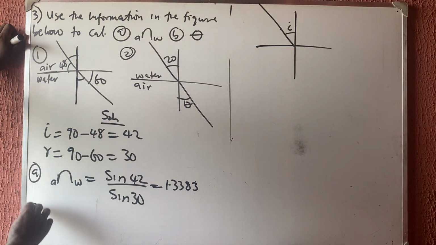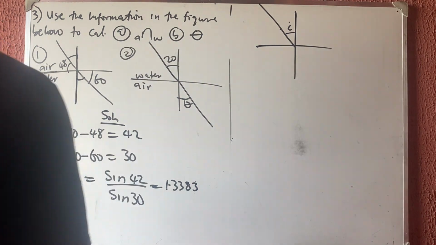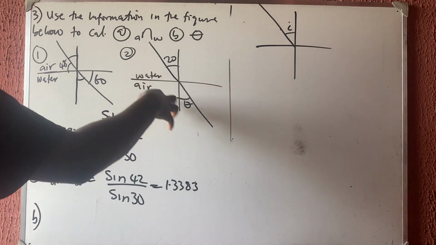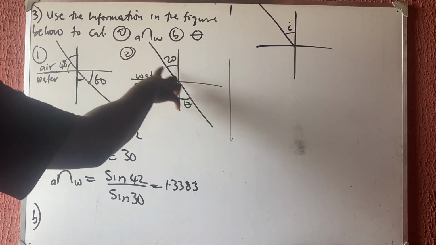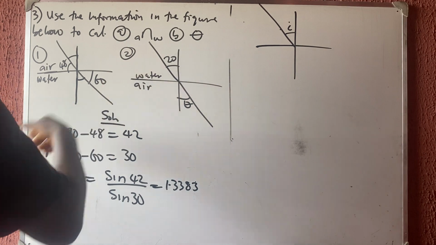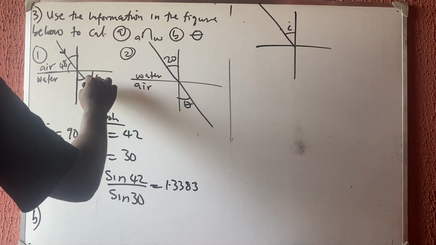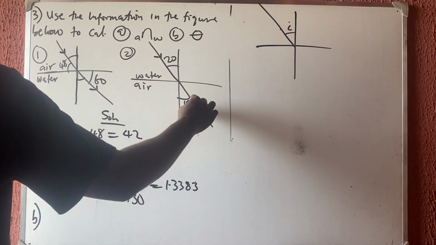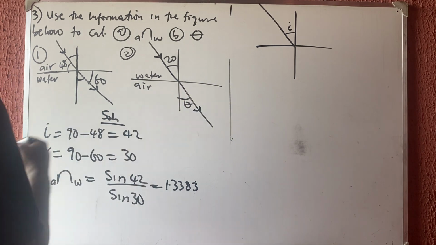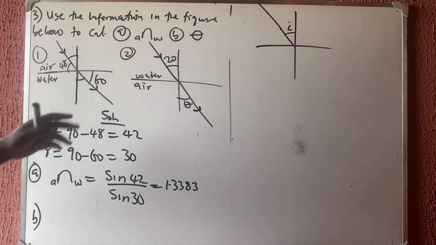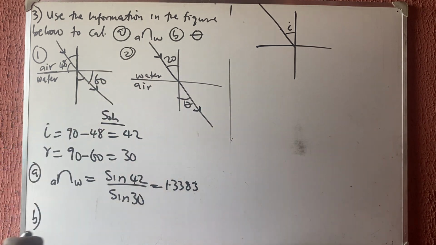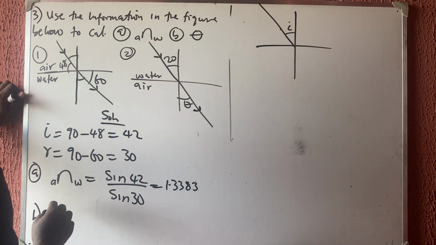Now for B, they say we should get our theta. For us to get our theta, if you look at the picture of number 2 here, you will see that they interchange it now. Okay, this is coming like this, please. Very important to know where it is coming from. Now, they interchange it and put water up and put this one down. It is very simple.